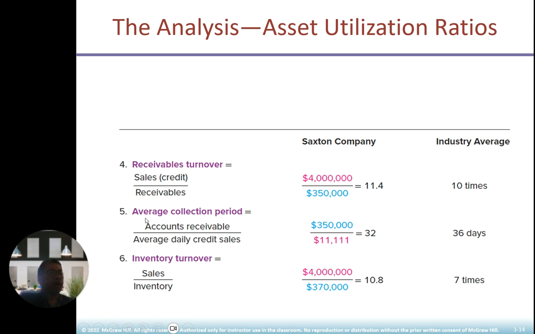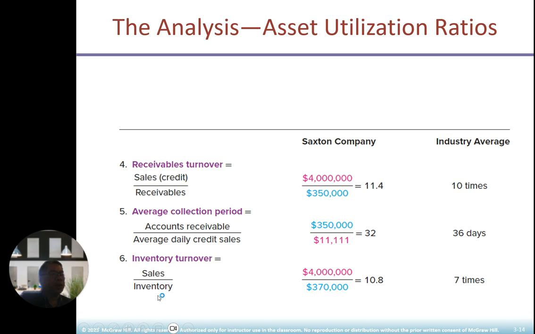And number 5, the average collection period. Accounts receivable is 350 divided by average daily sales, which is credit sales divided by 365, which is 32. You've got 36 days, so collection is faster. That's the average, 36 days. That's good, that means this is good news.